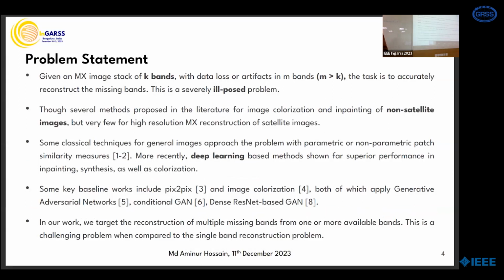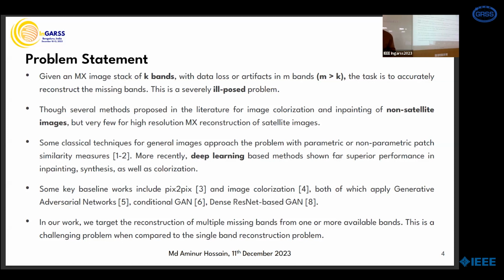So it is of immense interest to the remote sensing community to design algorithms that can reconstruct from the available data. So the problem statement is: given an image stack of N bands with data loss and artifacts in M bands, where N is greater than K. That is, for an N-band satellite image, K bands are given and M bands are missing. Then the task is to accurately reconstruct the missing bands from the available K bands.